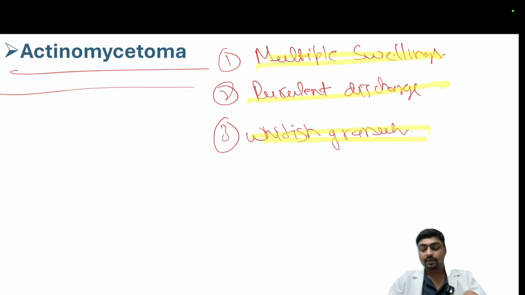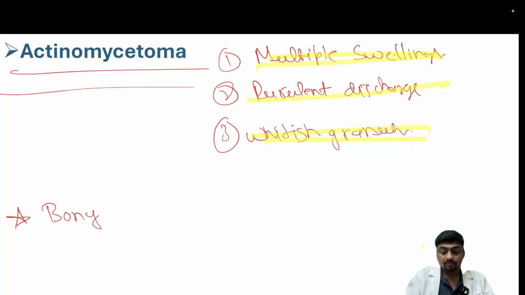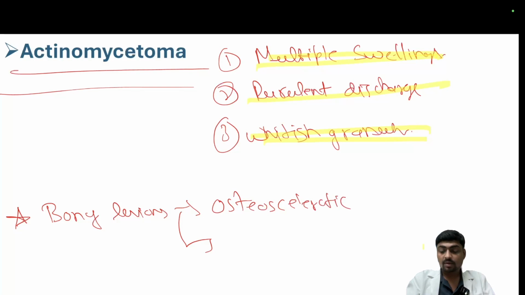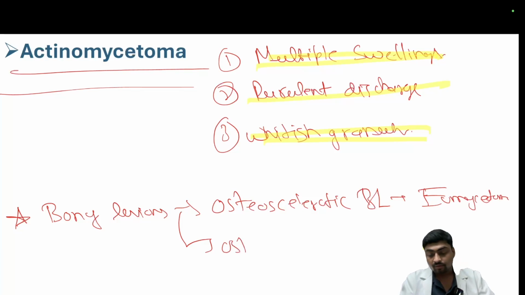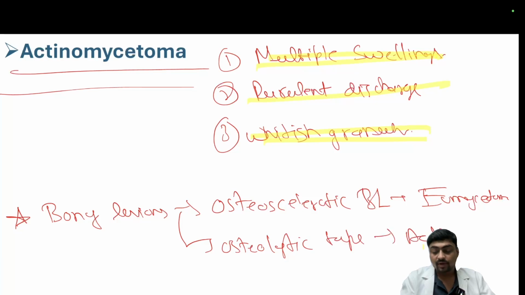These two types of mycetoma can also cause bony lesions, which can be of two types: the osteosclerotic bony lesion, which is found in eumycetoma, and the osteolytic type of bony lesion, which is observed in case of actinomycetoma.